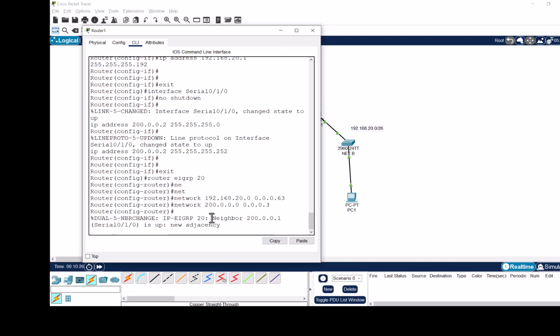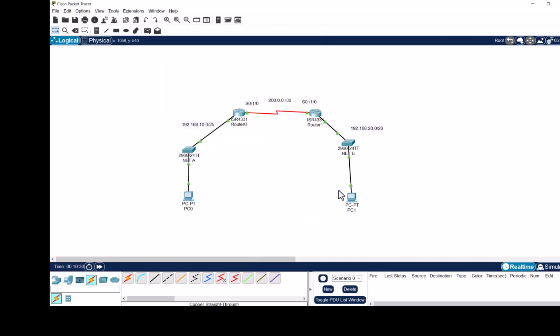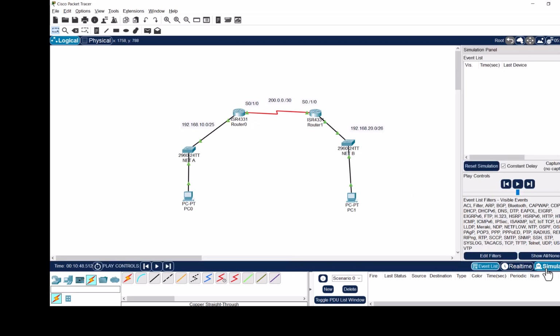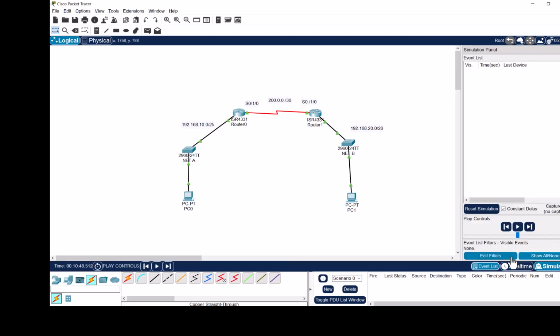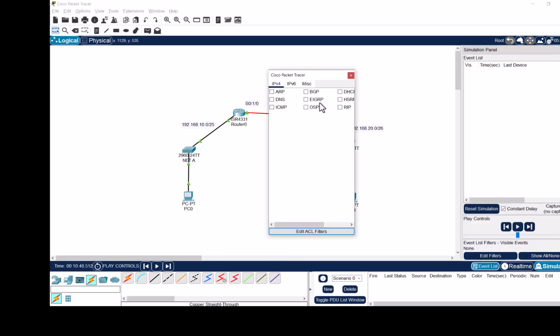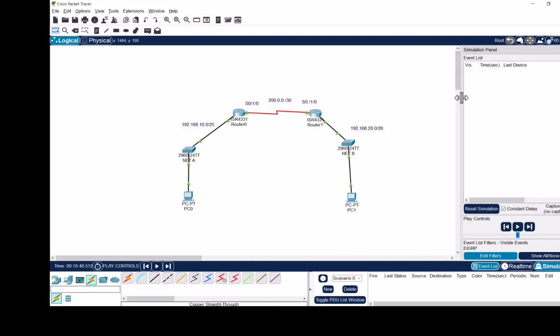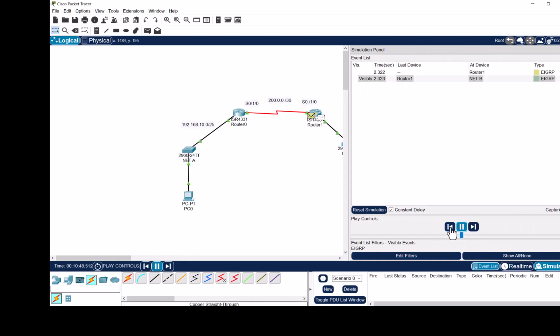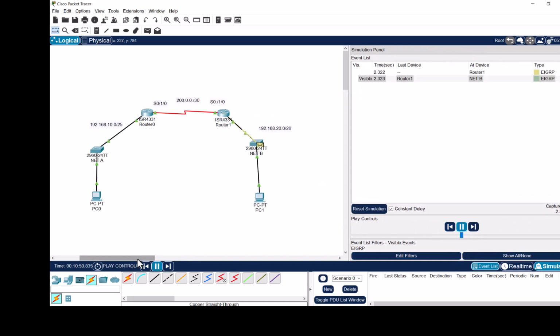So when you see this, neighbor, adjacency, and adjacency means neighbors. By the way, now both routers and both LANs and both sides can communicate. I want you to see something before we test it. I'll go to simulation, I'll show none, and then I will show only EIGRP. This is critical in understanding dynamic routing protocols. Run. Look here now. The two routers are actually exchanging their routing tables.